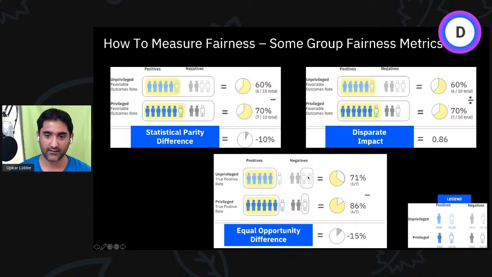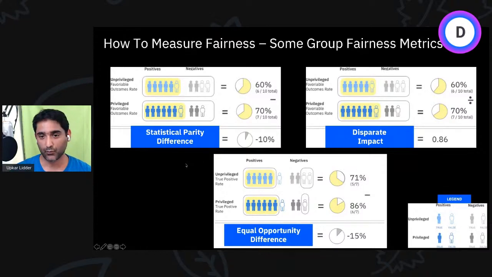The truth is that they should have been positive, versus in the second group where you're looking at 6 out of the total 7. In this case, 5 out of the total 7. So you see that it's the same situation between these two cases, but your statistical parity difference is -10 versus equal opportunity is -15. And again, depending on the context, one may be better in the situation than others.